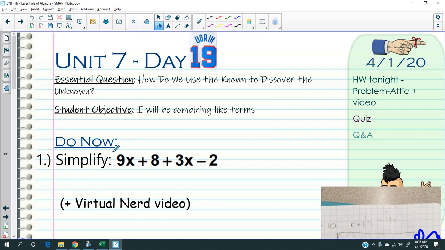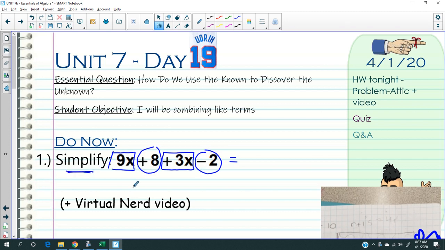All right, so how many different families are in this expression? Yeah, two, right? So we got the X family, right? And the number family, right? So, okay, let's combine them then. So what would this simplify to?